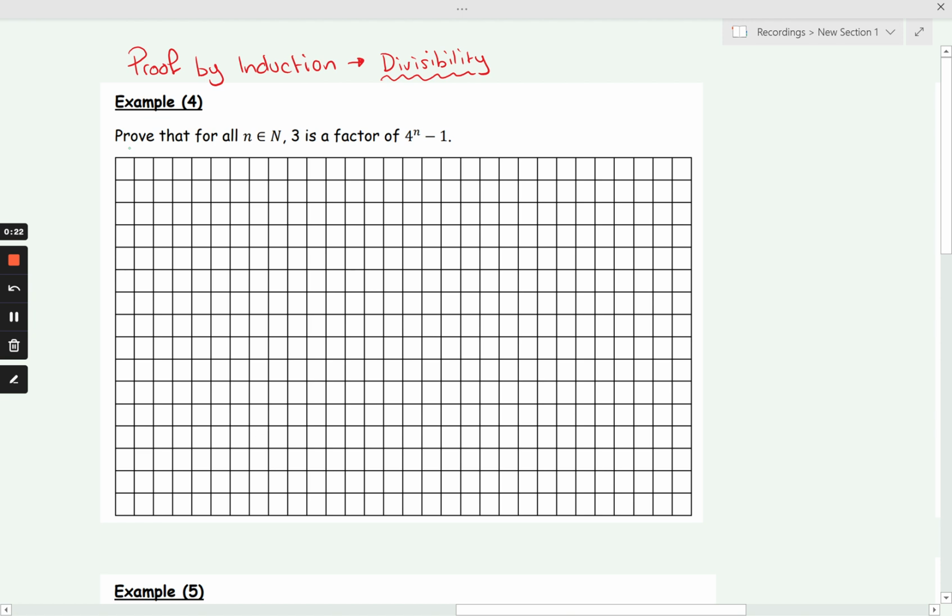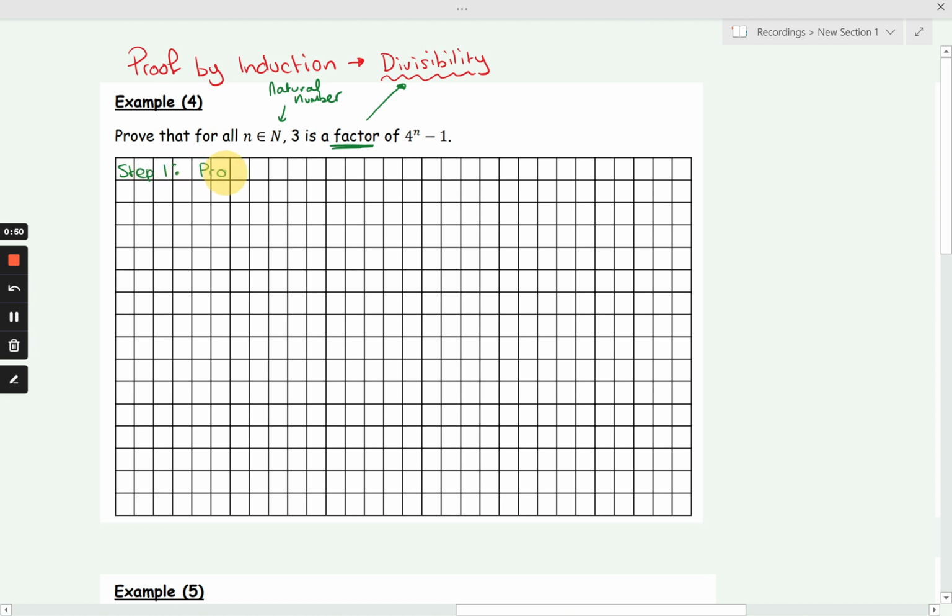Example 4 says, prove that for all n is an element of N, and again we can see that this N stands for our natural numbers, which are our positive whole numbers. Prove that 3 is a factor of 4 to the power of n minus 1. The fact that it says 3 is a factor is what's showing me that we need to use proof by induction for divisibility. So again, I'm going to use the exact same 3 steps.